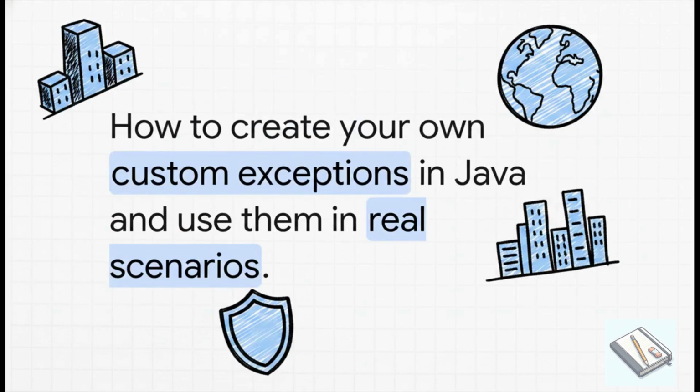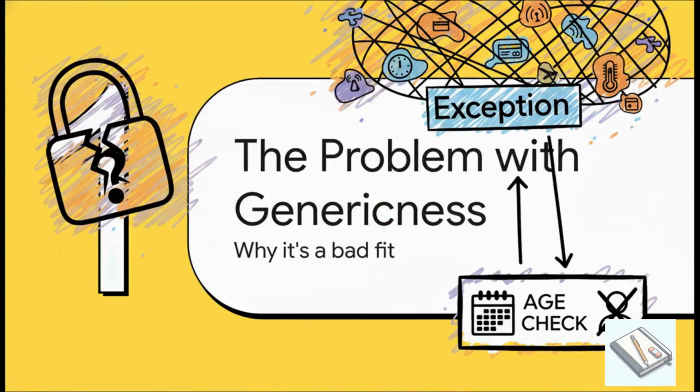That's exactly what we're covering in this explainer. We're going to walk through how to build your own custom exceptions to handle these kinds of real-world scenarios. The goal? To make your code way clearer, more specific, and a whole lot easier to maintain. Okay, first things first, let's really nail down the problem we're trying to solve here. Using a generic built-in exception for a very specific problem, well, it's a common trap and it's a bad fit.